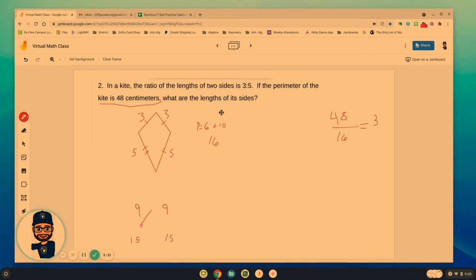So that if I had this kite as a 9, 9, 15, and 15, the perimeter would be 18 for the 2 9s and 30 for the 2 15s, or 48. So you can see how knowing what the perimeter and definition of a kite are helped us to figure out a 3 by 5 ratio for those lengths.